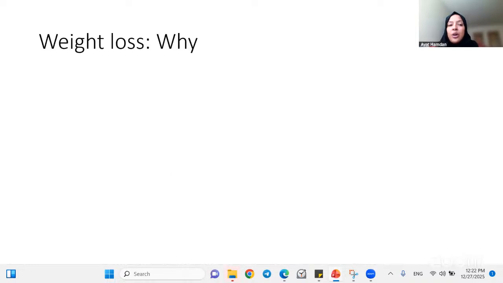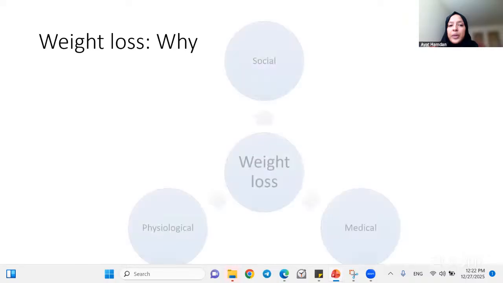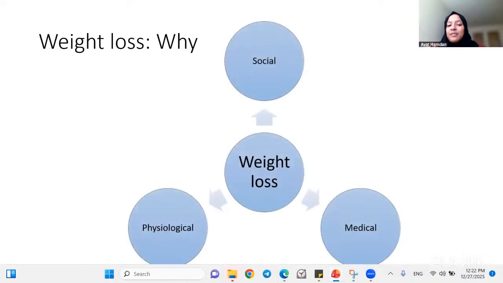Okay, so as we mentioned, weight loss can be related to social factors, physiological factors, and medical factors. We have already talked about the social and physiological factors. If anyone has any questions, please speak out. Otherwise, we will just go to the medical factors.